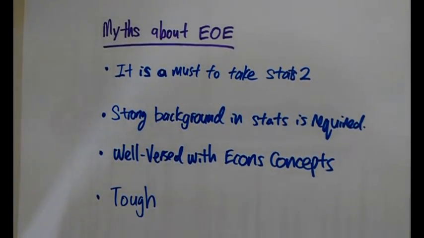Some people say that you need a strong background in statistics if you want to pass or do well in this subject. It's not true. I was exempted from Stats 1 because I was from a polytechnic, and they used to teach statistics back in poly, but it was just basic statistics. The only things I can remember from poly were mode, mean, and median. I went into EOE without any stats background whatsoever, and I can guarantee you that you do not need any statistical background to do well in this module.